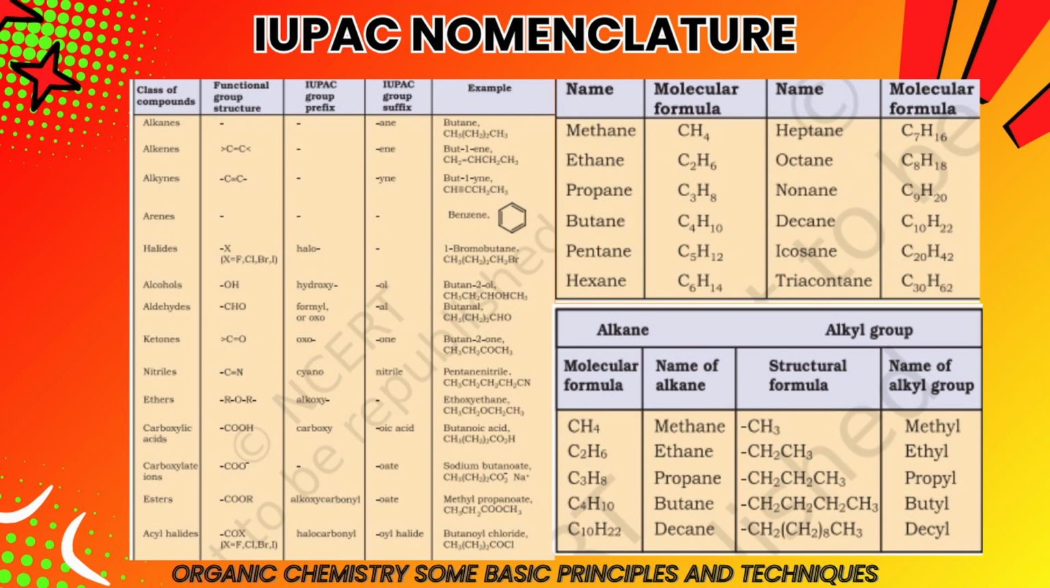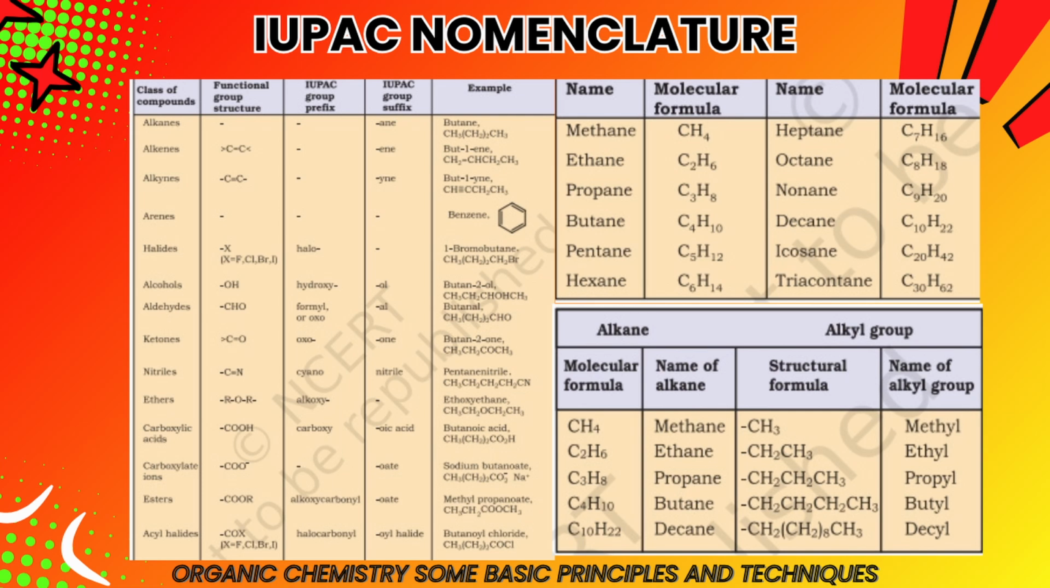IUPAC nomenclature is based on identifying the parent hydrocarbon and the functional groups attached to it. Hydrocarbons, which consist only of carbon and hydrogen atoms, are categorized as saturated, containing only single bonds, or unsaturated, which include double or triple bonds. For saturated hydrocarbons, the systematic names belong to a series called alkanes.